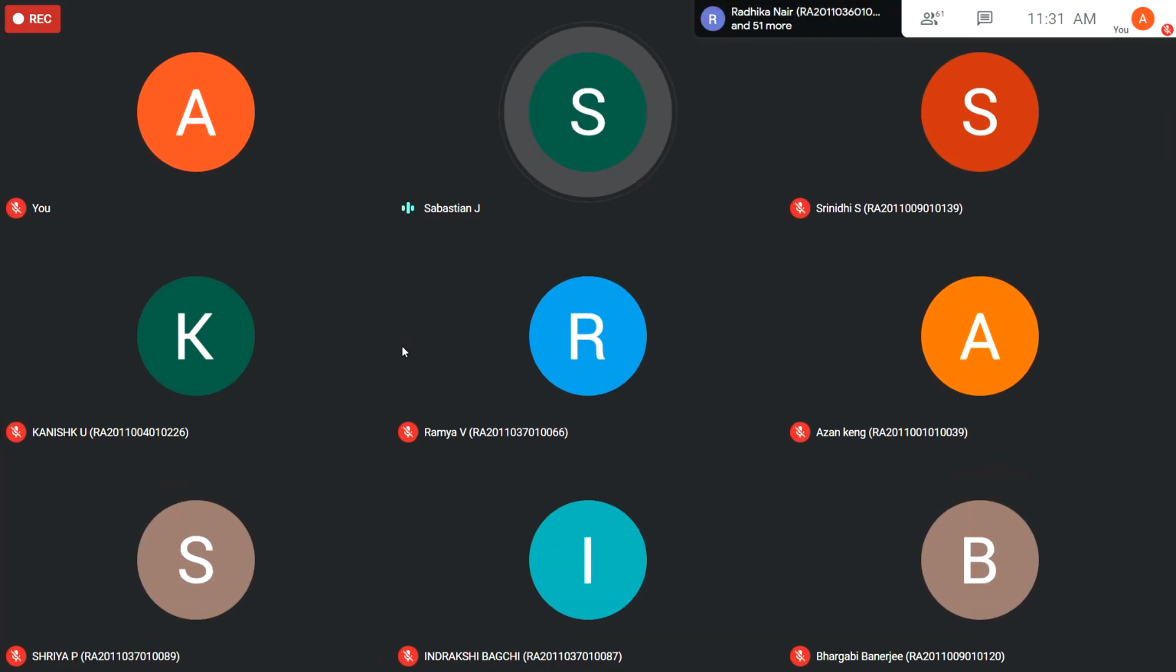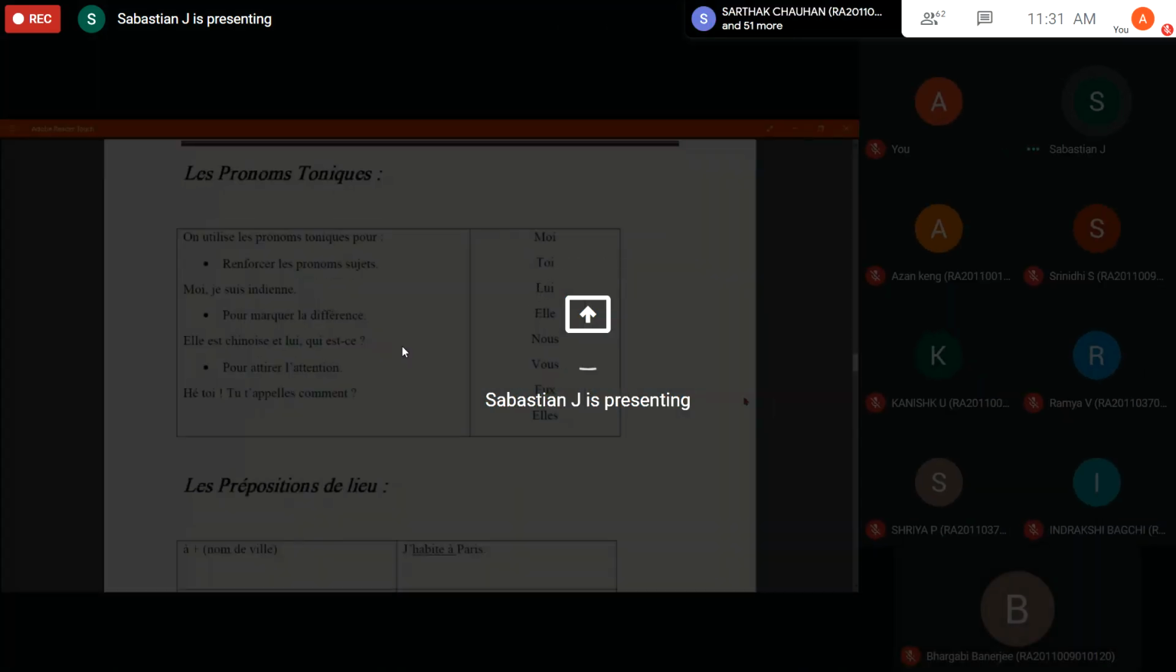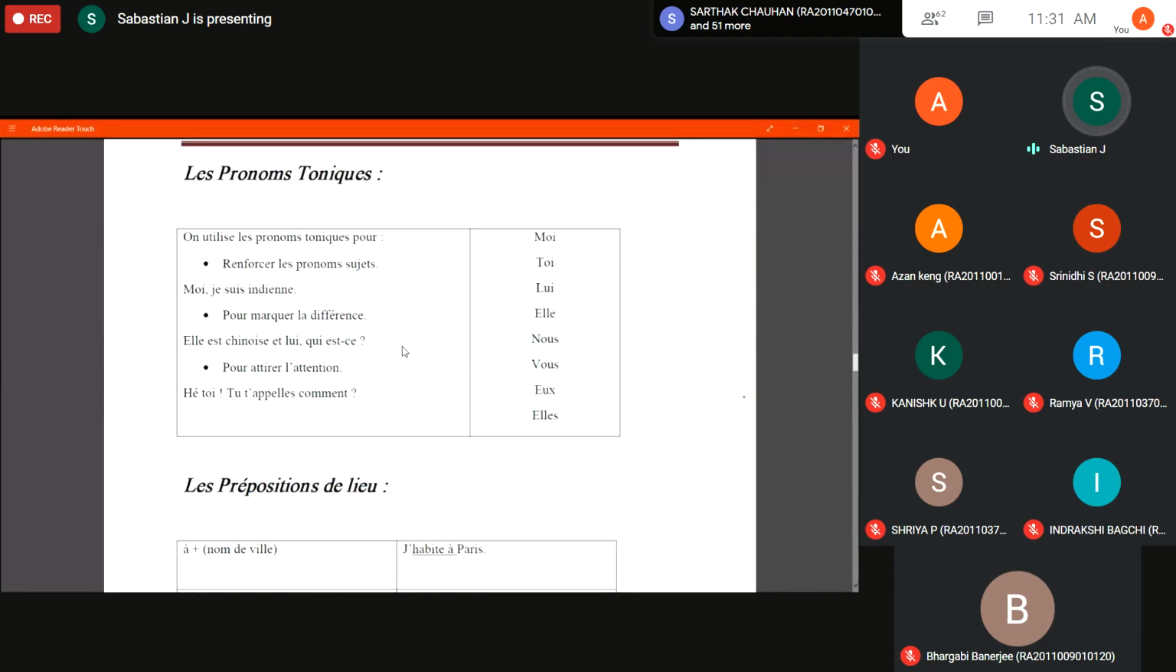And now you can write down these pronouns. Make a note of it. That will be better. Sir, you stopped sharing suddenly. Yes, I just want to show this. So these are the pronouns, okay? So write down moi referring to the subject pronoun je, toi referring to the subject tu, lui referring to the subject il, and it goes on.